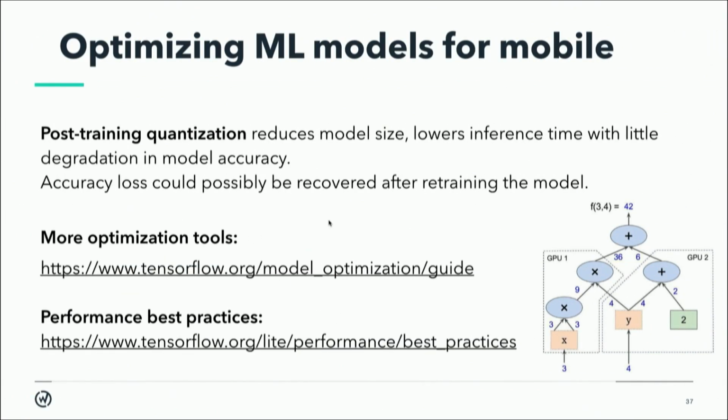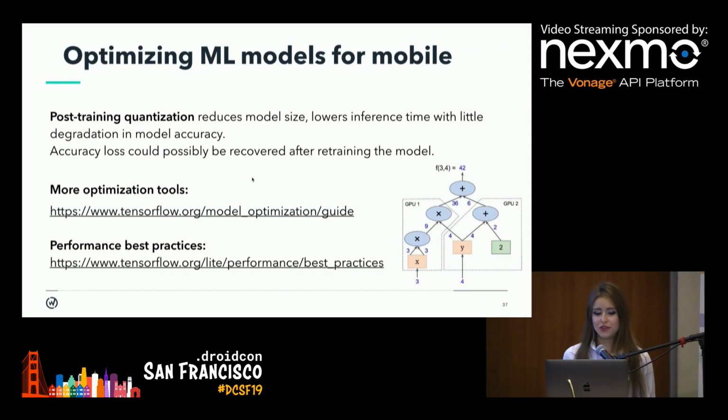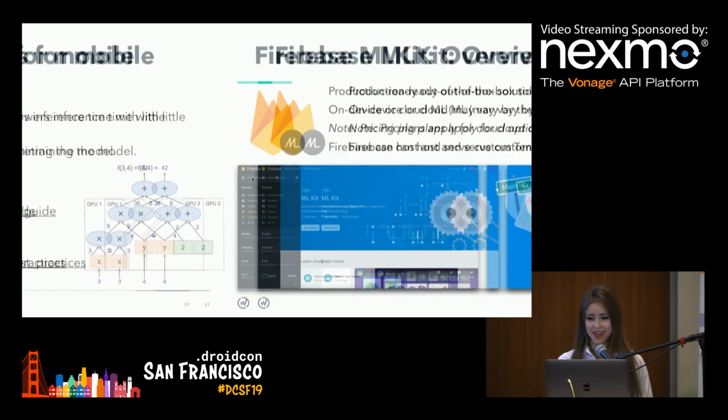To sum it up, post-training quantization is going to reduce the size of your machine learning model, lower the prediction time, and usually the model accuracy is not going to be affected too much. And it can also possibly be recovered after retraining the model. I'd like to refer you to the TensorFlow optimization guides, so you can discover on your own what works best for your use case.